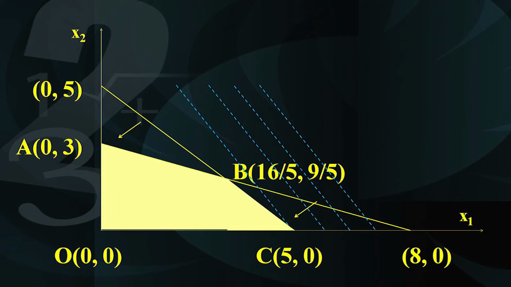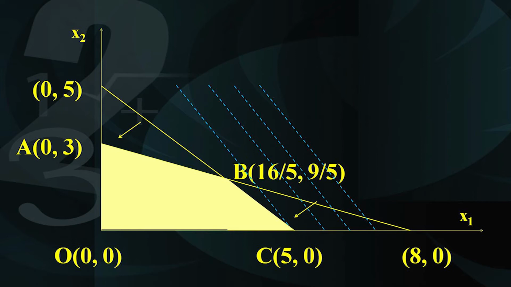So, the feasible region is nothing but the points given by A 0, 3, B 16 by 5 and 9 by 5, C 5, 0, and O the origin, that is 0, 0. Usually it is a good practice to shade this region.